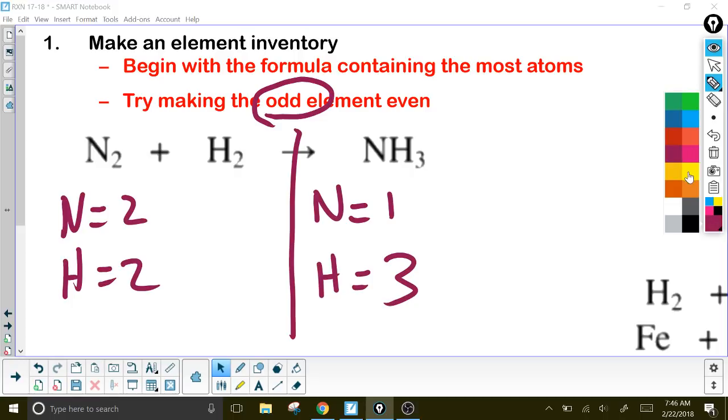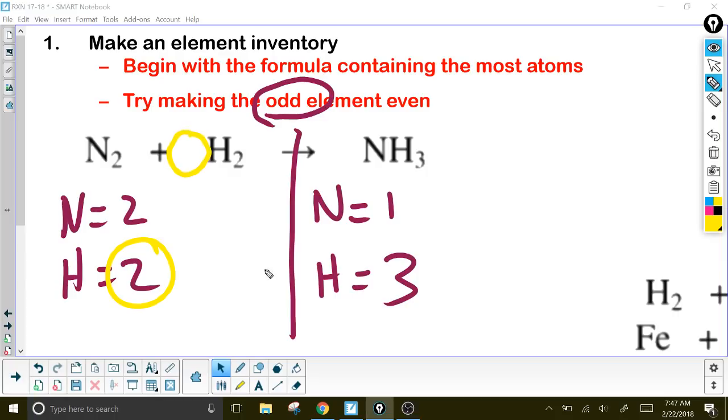Look at our 2 on this side. We can't ever put anything here that would make this a 3 on this side. No matter what number we put in front of this H right here, we can never make this a 3. We also can never make it odd. If we put a 2 in here, that would make it 4. If we put a 5 in here, that would make it 10. Anything times 2 is going to be even. So this side can never be odd, and this H is a 3 over here.